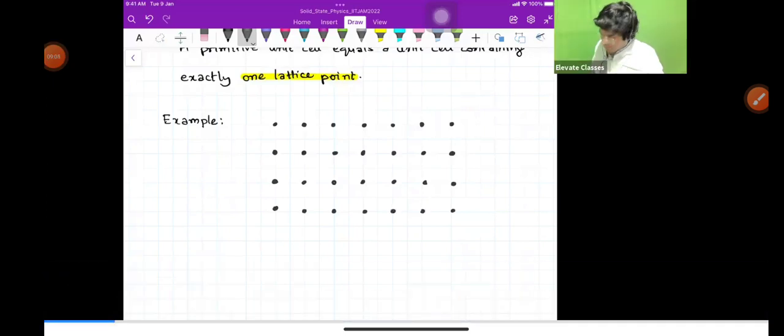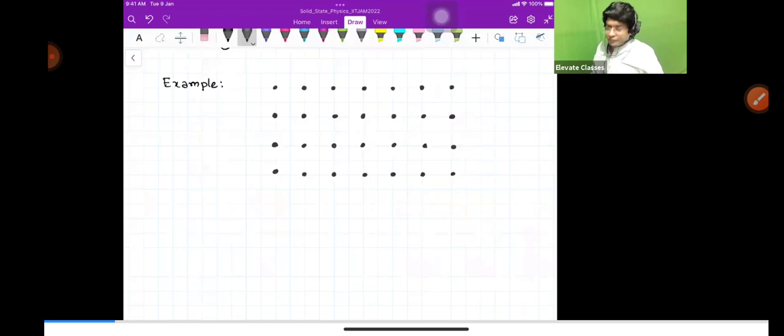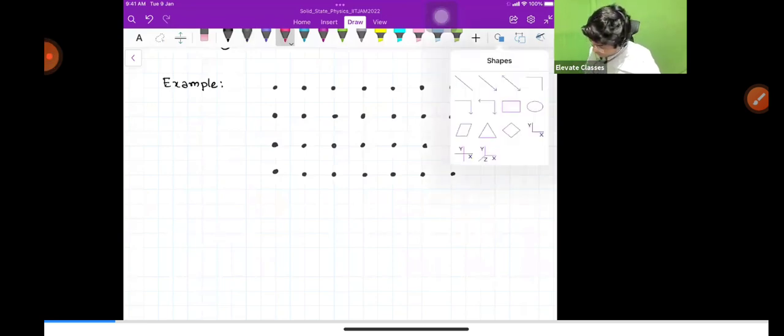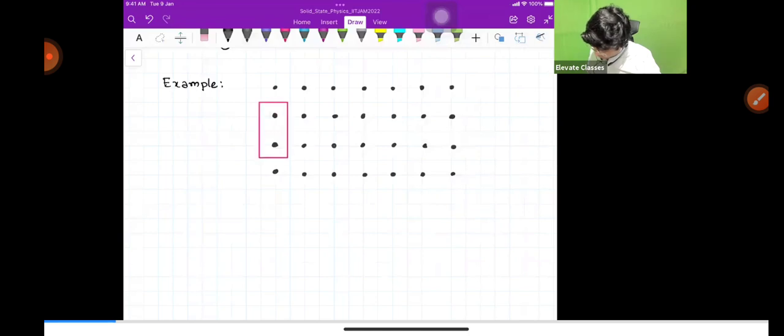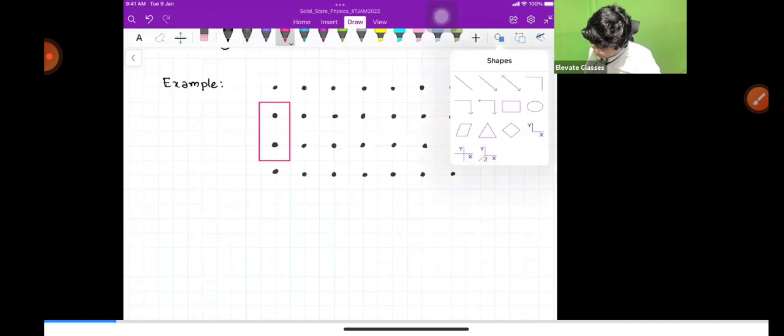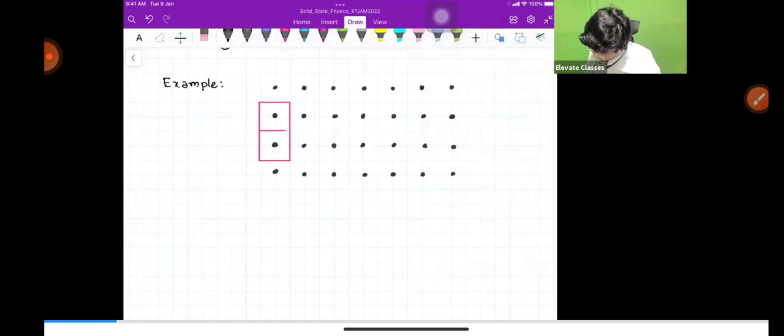Okay, this is a structure given to you. Now, I can define this cell like this. All right, these are two cells. So I'll divide this, so this is one each. Like there are two cells here. Okay, so these cells, each of them contain one lattice point.